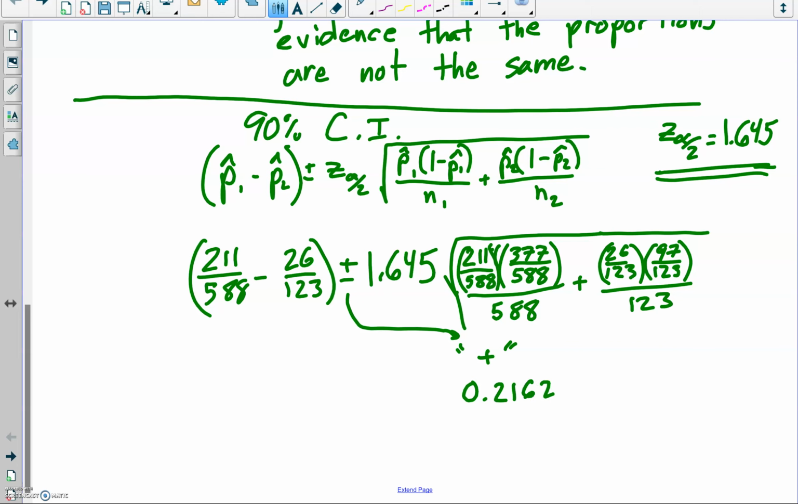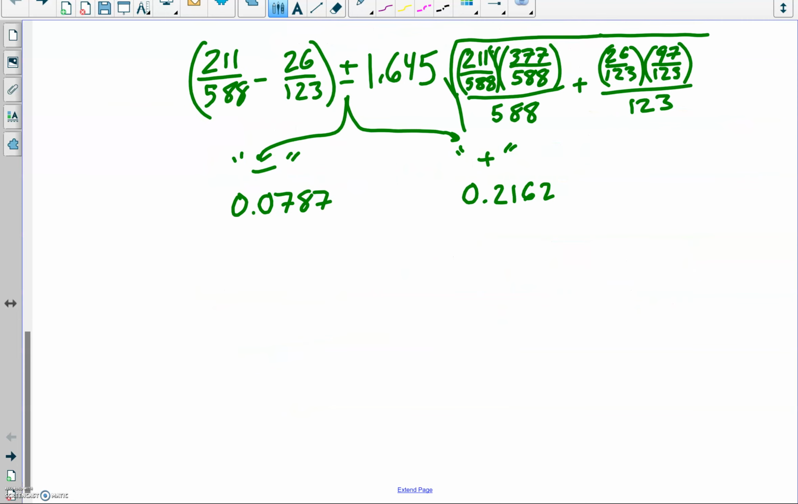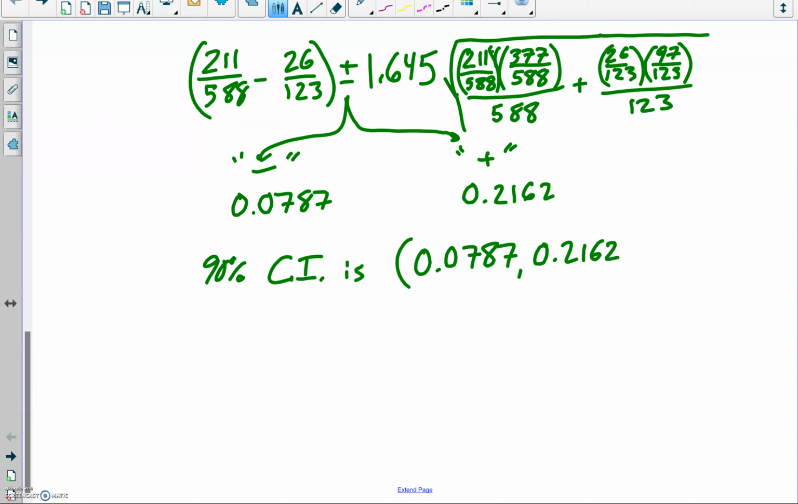0.2162, and I am rounding. The negative value, when you subtract, ends up being 0.0787, and again, I am rounding. So that means our confidence interval, and more importantly, the 90% confidence interval, is going to be just 0.0787 up to 0.2162.